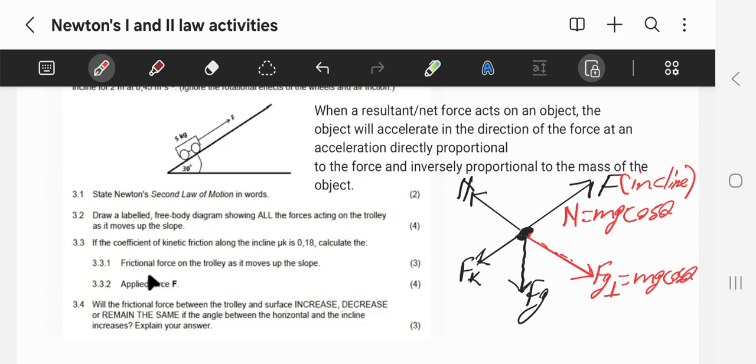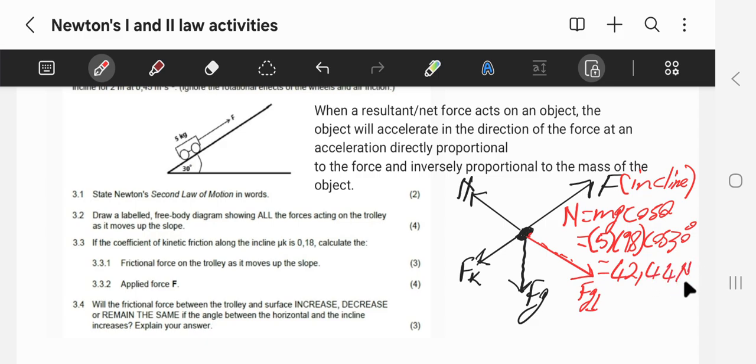And for us to calculate this frictional force, let's firstly find this normal force. If we find this normal force, we know that our m will be the mass of the object, which is 5, and then our g will be 9.8. Then our theta will be this 30 there on the incline. And what will be our answer? Let's see. So our normal force, guys, when I put all of this on the calculator, will be 42.44 newtons.